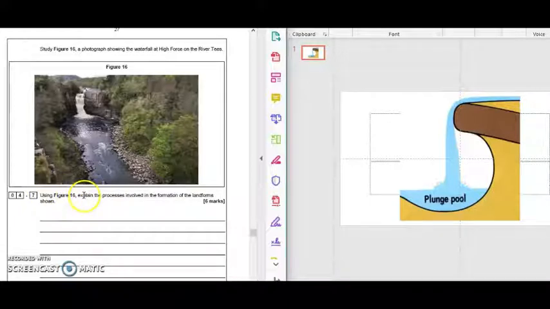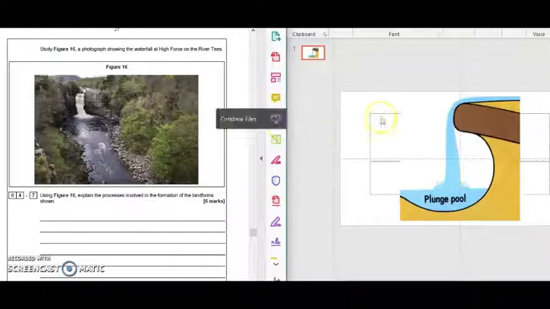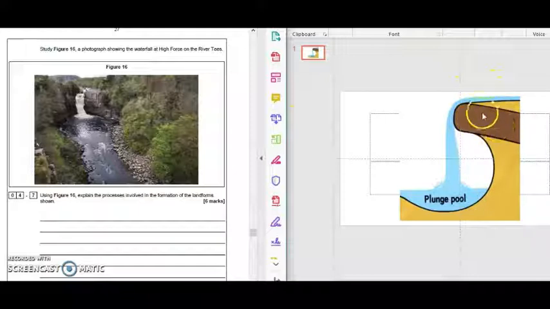4.7, use figure 16. Explain the processes involved in the formation of the landform shown. So we've got a waterfall and we've got a steep-sided gorge. So we can start by saying that waterfalls happen in the upper course of the river. But the main part of the question is saying how they form. So you've got the water and you've got two types of rock. You've got hard rock, which is the brown, and the lighter colour will be the soft rock.